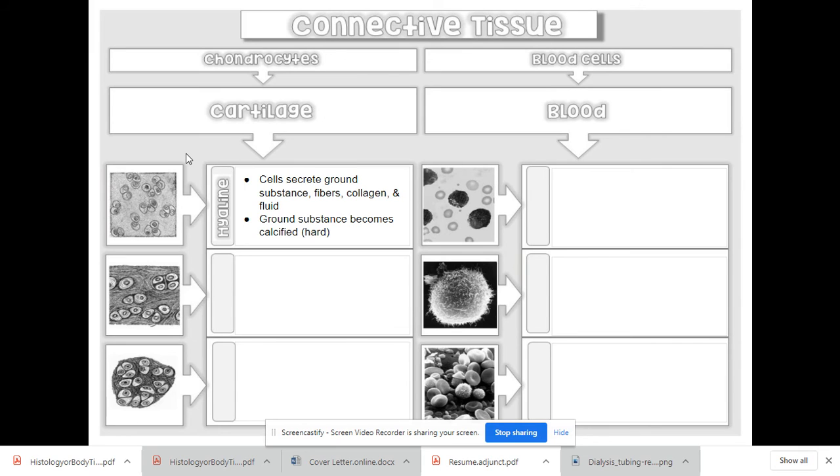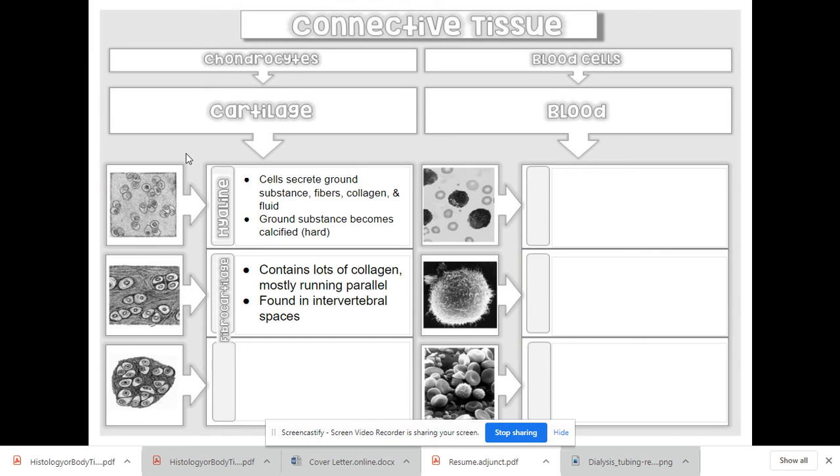And this is where the cells secrete ground substance, fibers, collagen, and fluid. And this ground substance at first is fluid, but then it becomes calcified or hard. So you would find this cartilage between your vertebrae. So it needs to be a little bit harder than other types of cartilage.